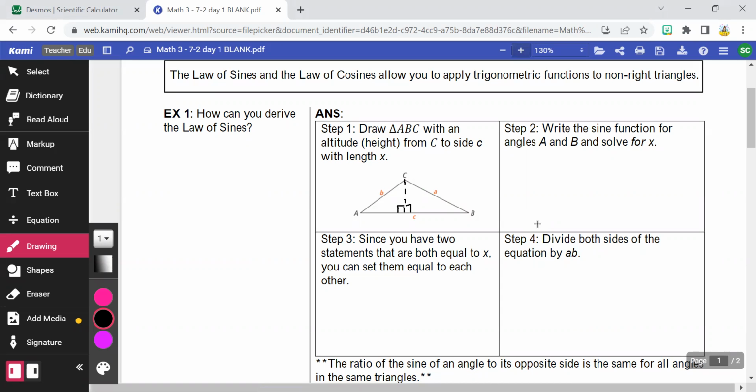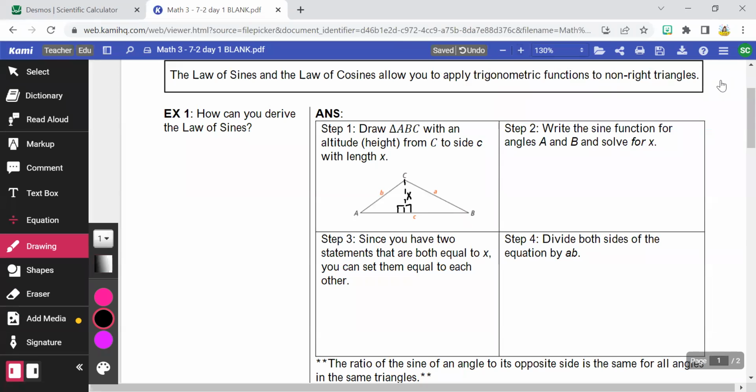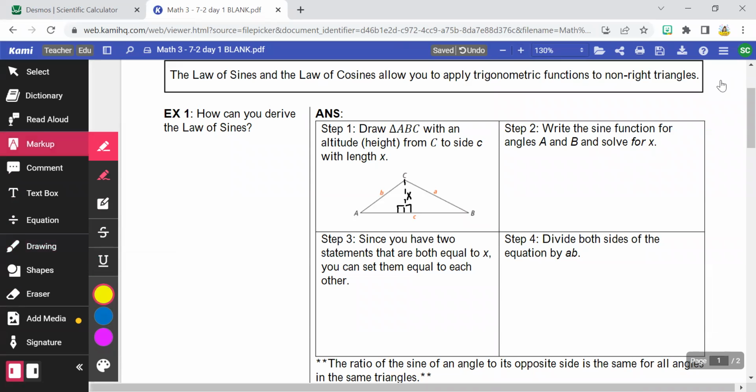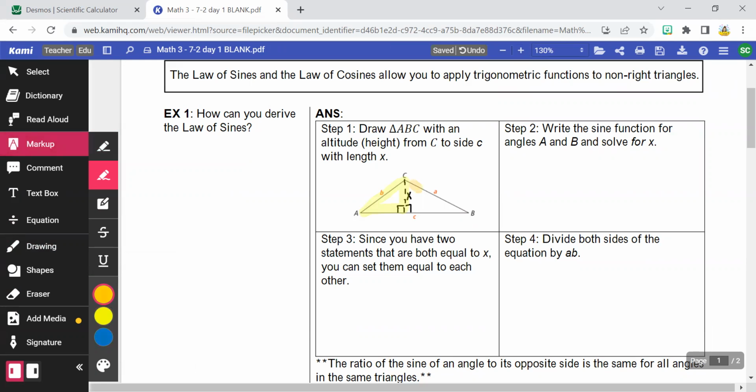So notice that I'm creating two right triangles. I have now a right triangle here. And then I have another right triangle here. So I have two right triangles now in this diagram.